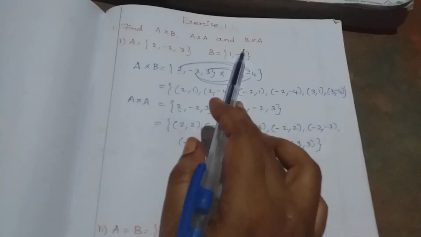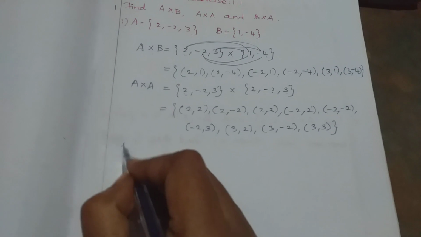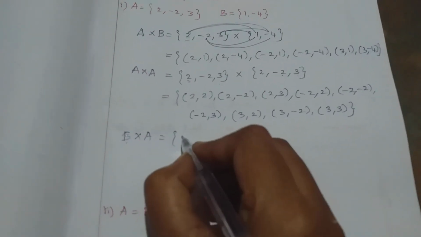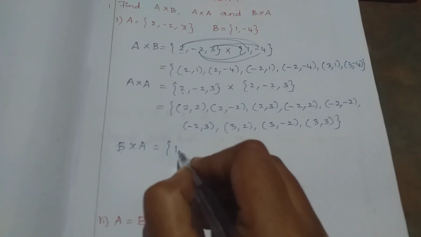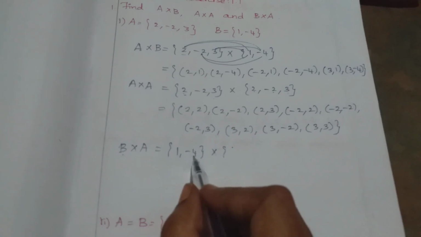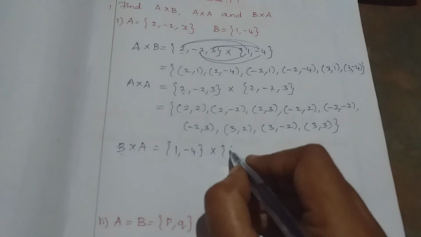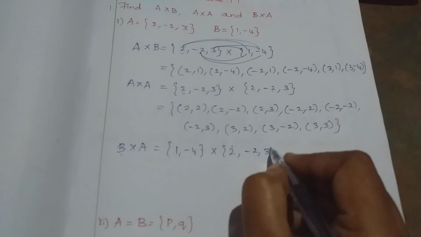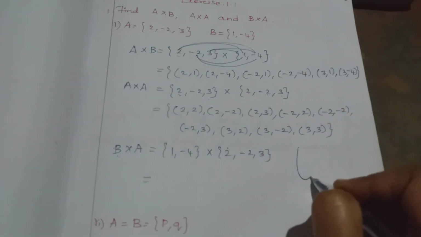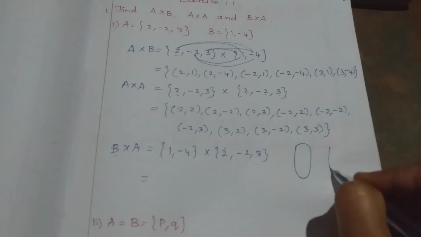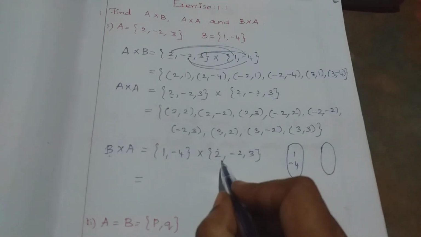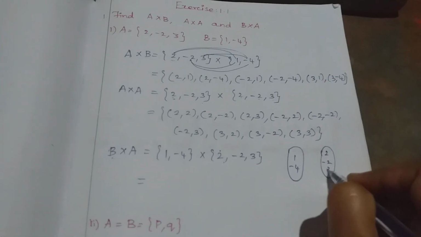So, last one B cross A. So, B cross A, here the first set is B. So, B set 1, minus 4 cross A set 2, minus 2, 3. So here I am going to say another method. You can use an arrow diagram also for this. The first set 1, minus 4. The second set 2, minus 2, 3.